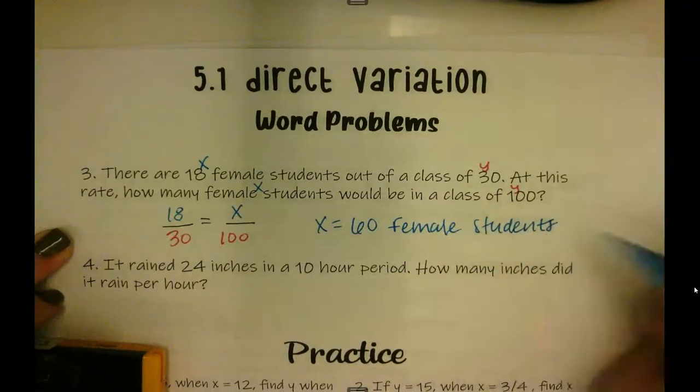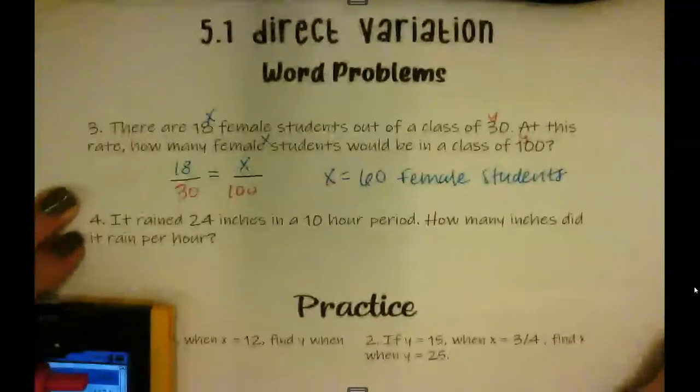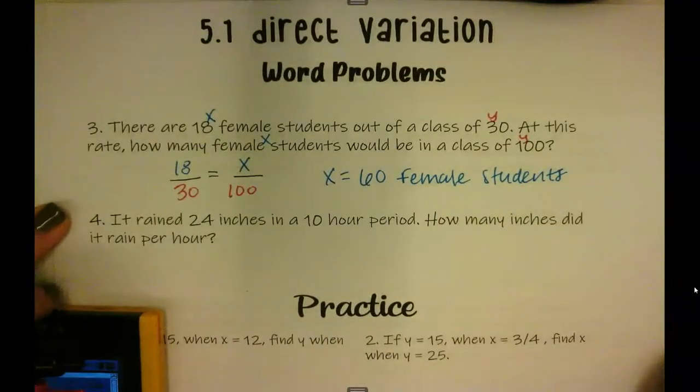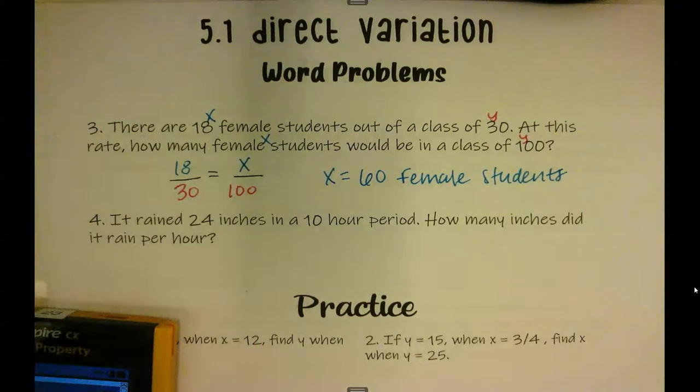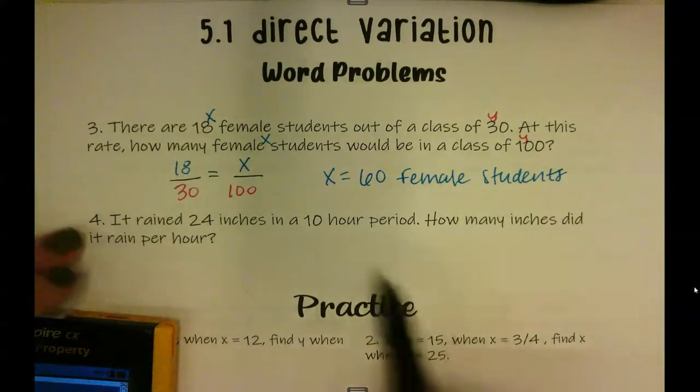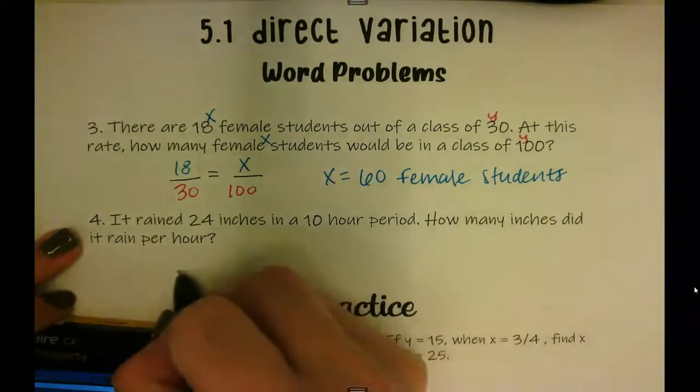So that's what this direct variation is all about. It's about predicting something based on what we know. So it rained 24 inches in a 10-hour period. How many inches did it rain per hour?